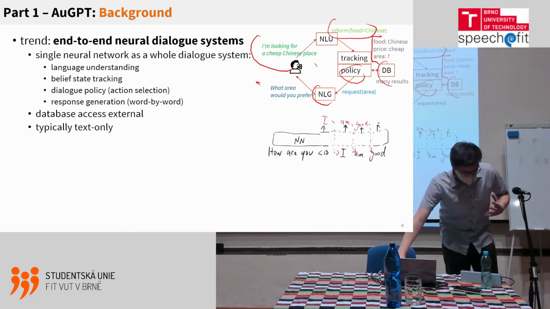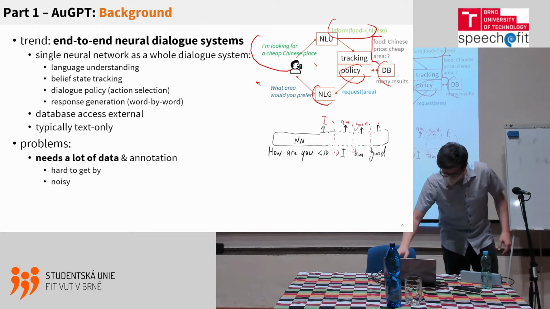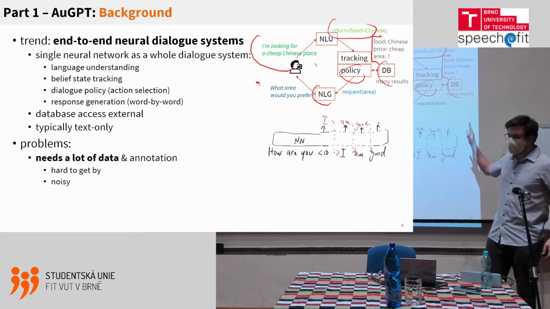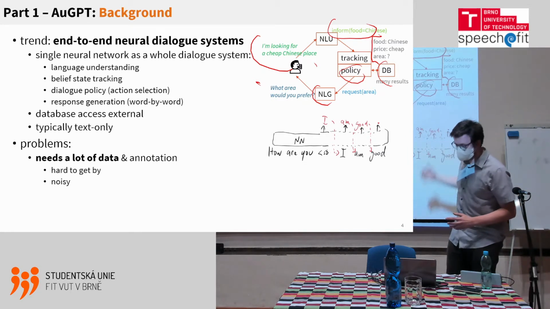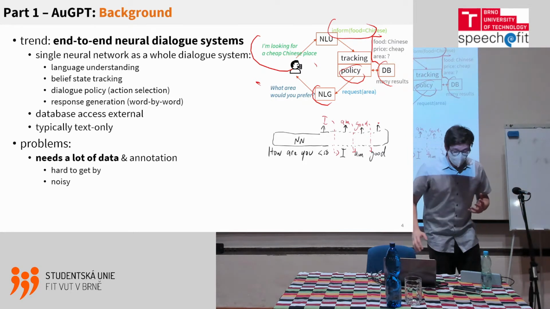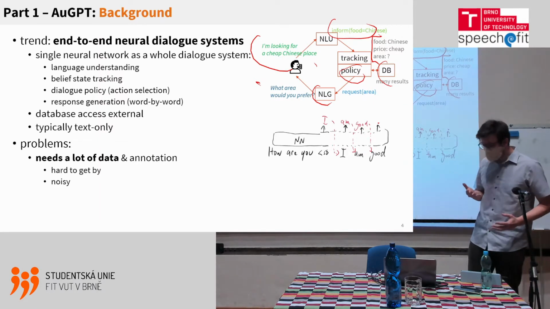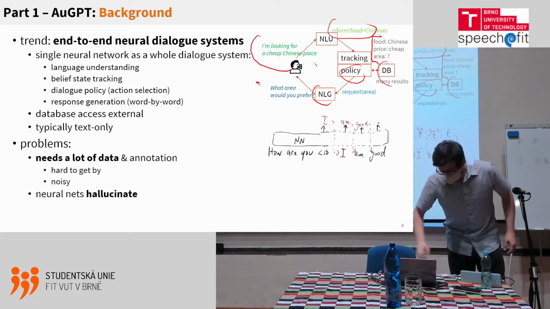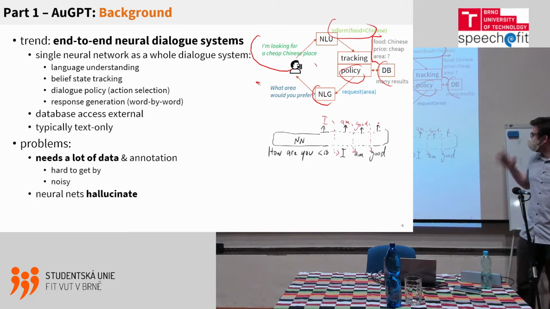So this is nice and really exciting, but there are still quite a lot of problems. The first one is that it all needs a lot of data. You need a lot of annotated data to train a neural network to do this, and the data is hard to get by and can be noisy, so there can be inconsistencies, especially in the annotation.